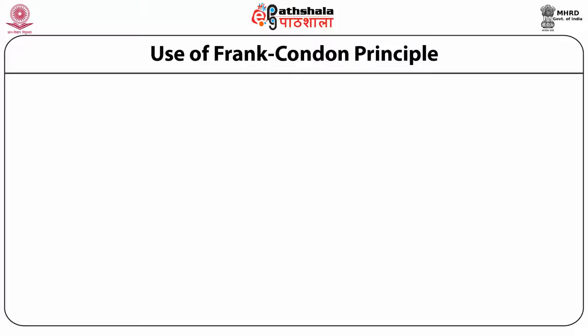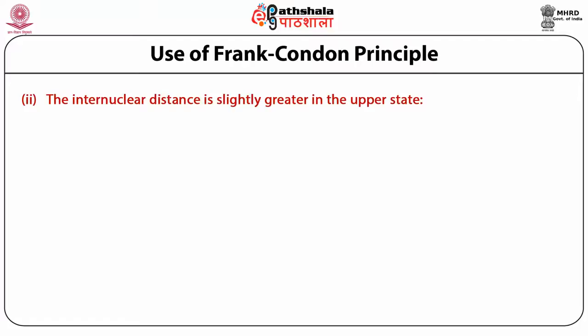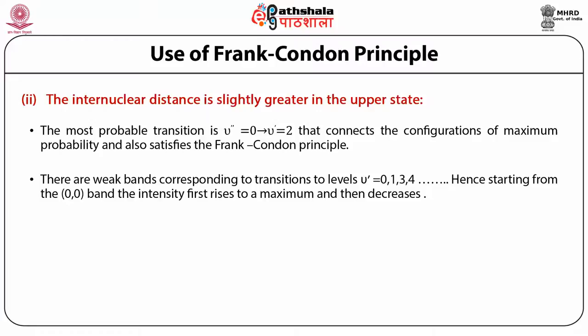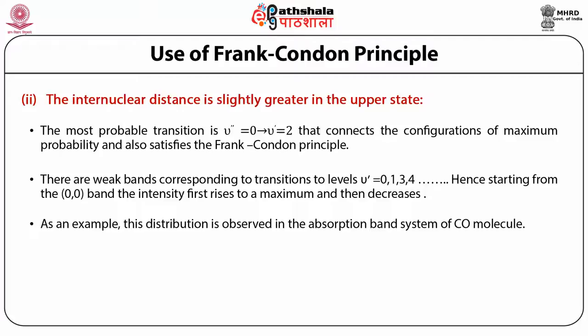In the second case, the internuclear distance is slightly greater in the upper state. The most probable transition is nu double prime equal to 0 to nu prime equal to 2, that connects the configurations of maximum probability and also satisfies the Franck-Condon principle. There are weak bands corresponding to transitions to levels nu prime equal to 0, 1, 3, 4. Hence, starting from the 0-0 band, the intensity first rises to a maximum and then decreases. As an example, this distribution is observed in the absorption band system of CO molecule, carbon monoxide.